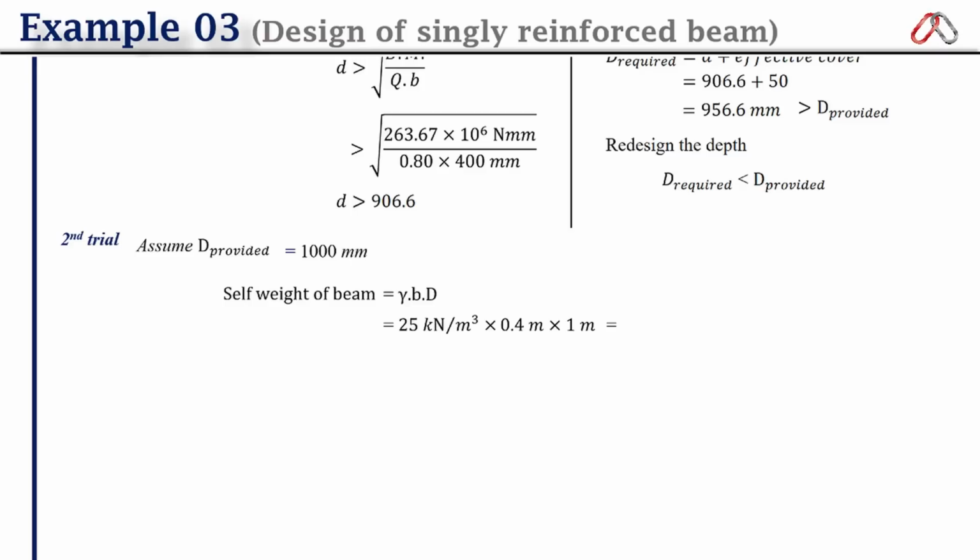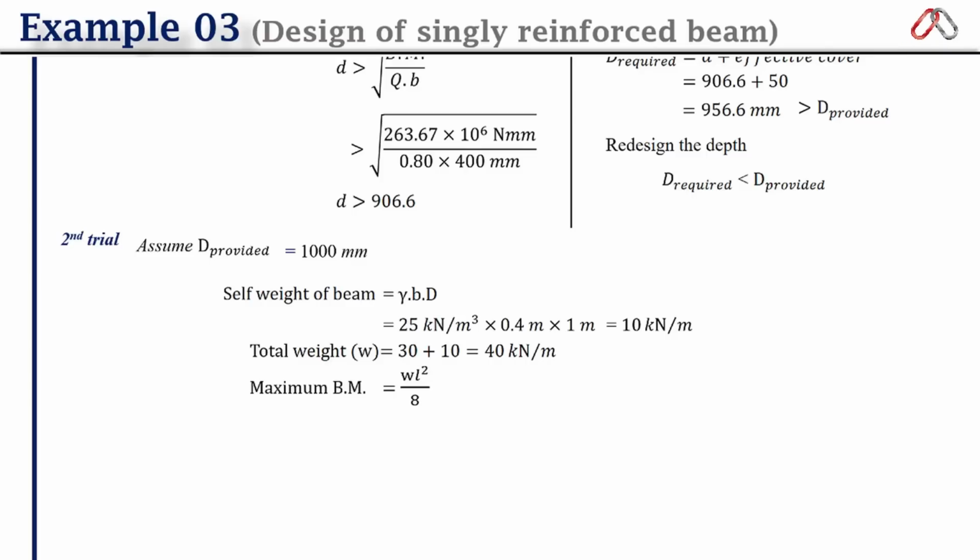So the self weight of beam will be 10 kN per meter and the total load will be 30 kN per meter live load plus 10, it will be 40 kN per meter, and then again the maximum bending moment will be 281.25 kN meter.